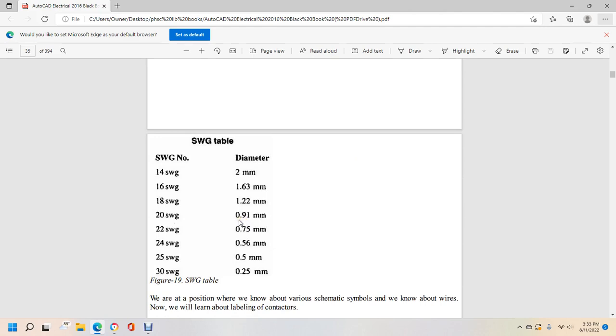And it gives a table: 14, 2 millimeters; 16, 1.63 millimeter; 18, 1.22 millimeter; 20 standard gauge, 0.91 millimeter; 22 standard wire gauge, 3/4 of a millimeter; 24, 0.56 of a millimeter; 25, 5/10 of a millimeter; and 30, a quarter of a millimeter.